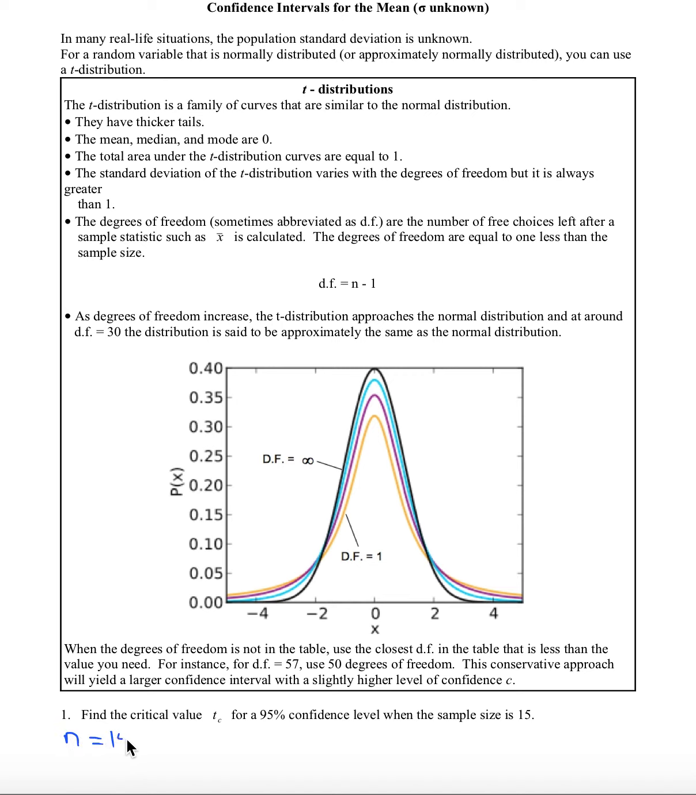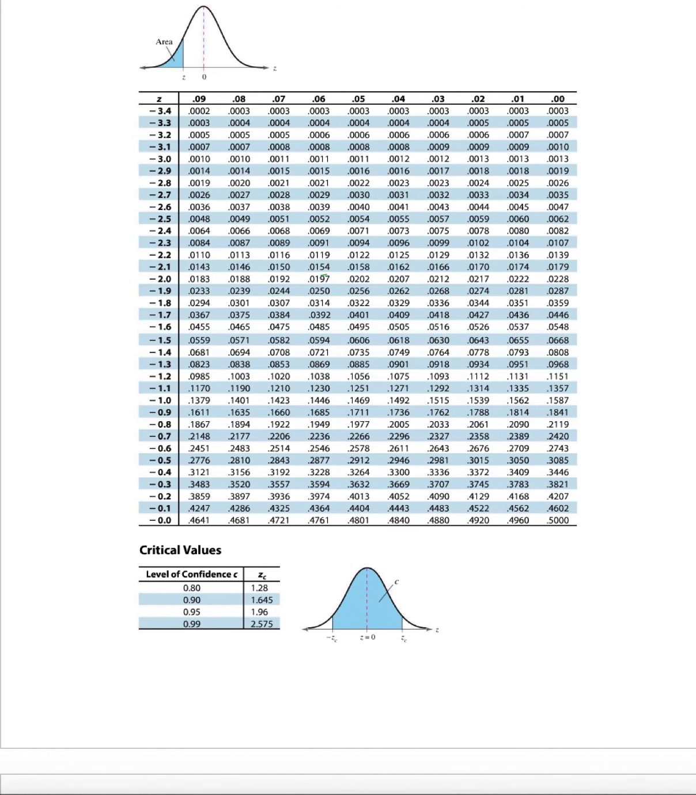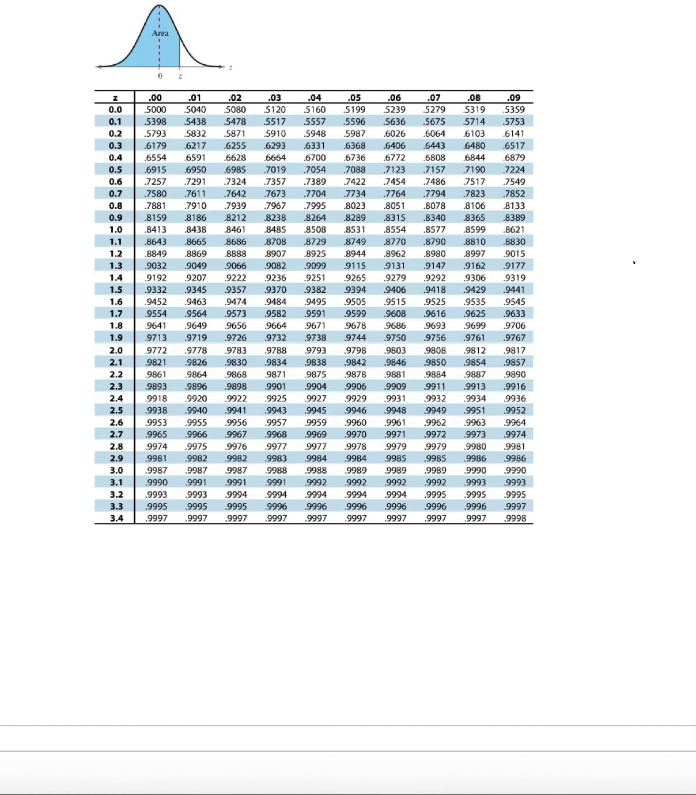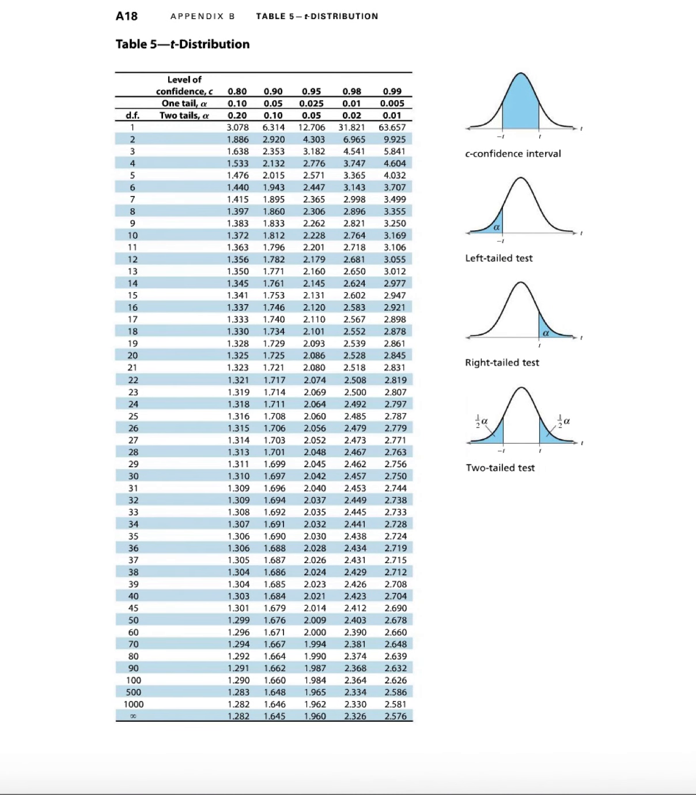n is 15. Therefore, the degrees of freedom, having the formula n minus 1, will be 14. Now we have to use that, 14, when we go to the table. So let's go to the t table now. The t table's on a different page than the z table. Here it is.